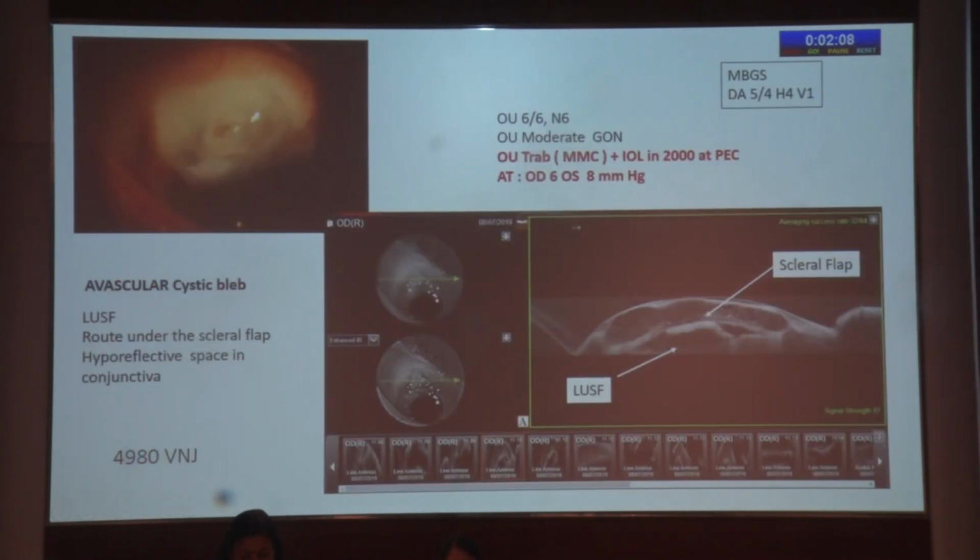Again, another patient whom I operated almost 22 years back in 2000, and his pressures have been continuously 6 and 8 for the last 20 years. There is no macular hypotony. Can I go for a minute? You can see the scleral flap. There is fluid under the scleral flap, and you can see the conjunctiva. Though it is cystic, it is double walled, and you can see the spaces there. That's why the pressure is remaining low in this patient, and he's maintaining very well without any visual complications.